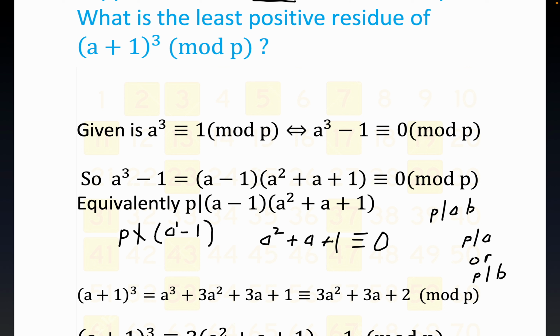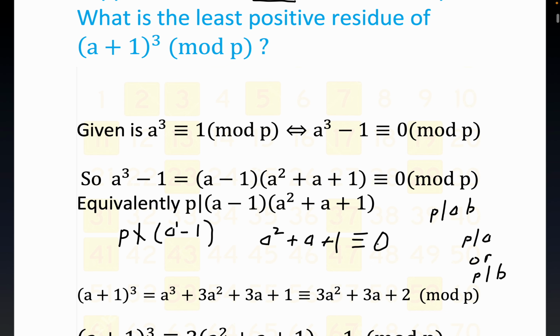Because of the fact the order of a is 3, this part right here can't be equal to 0, because a minus 1 couldn't be congruent to 0 mod p, right? So that means that there's no choice but for p to divide this part right here, which is the same thing as saying a squared plus a plus 1 is congruent to 0. All right, I hope that was clear.